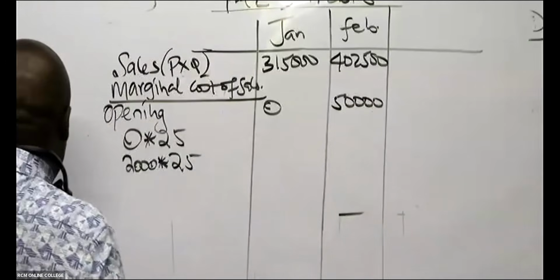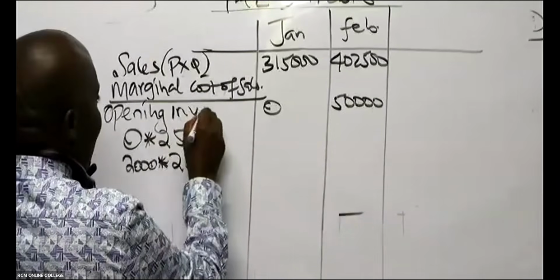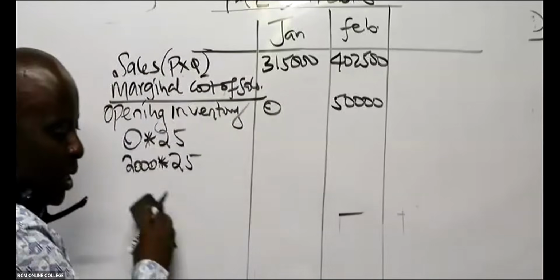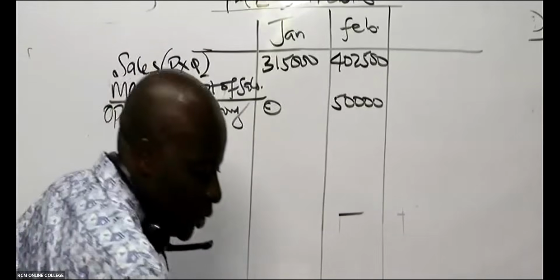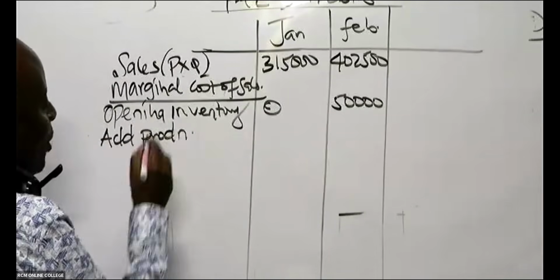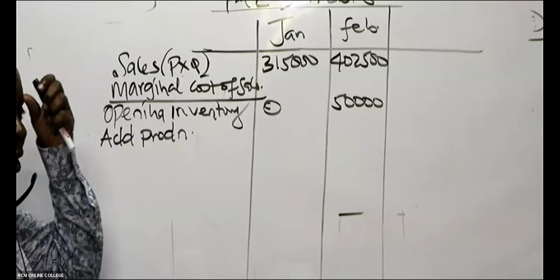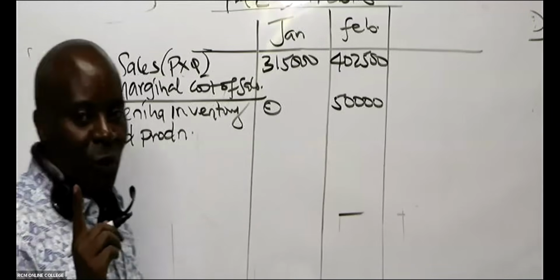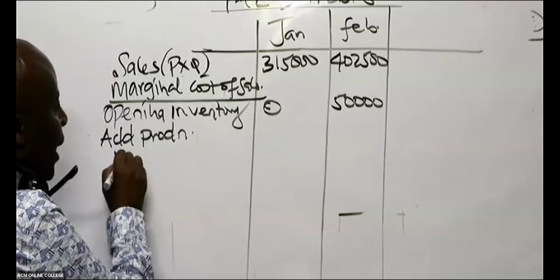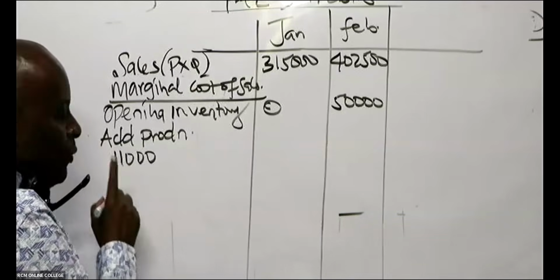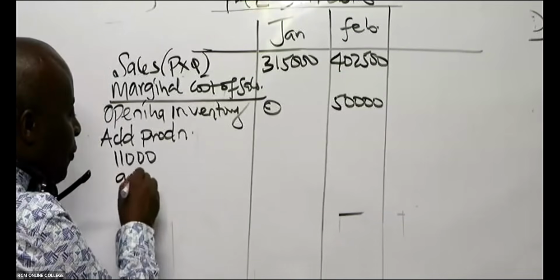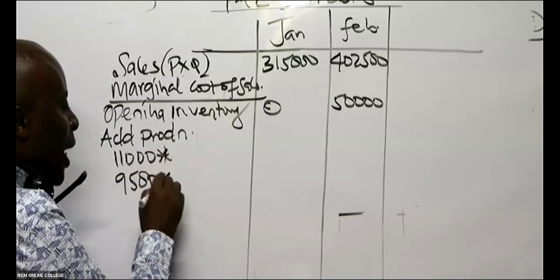And then, ladies and gentlemen, apart from opening inventory, right here, opening inventory, so shall be able to come and say, add what here, production? Add production, isn't it? So we add the production. So production, how many units were produced in January? 11,000. In January, we had 11,000. How about units produced in February? 9,500.